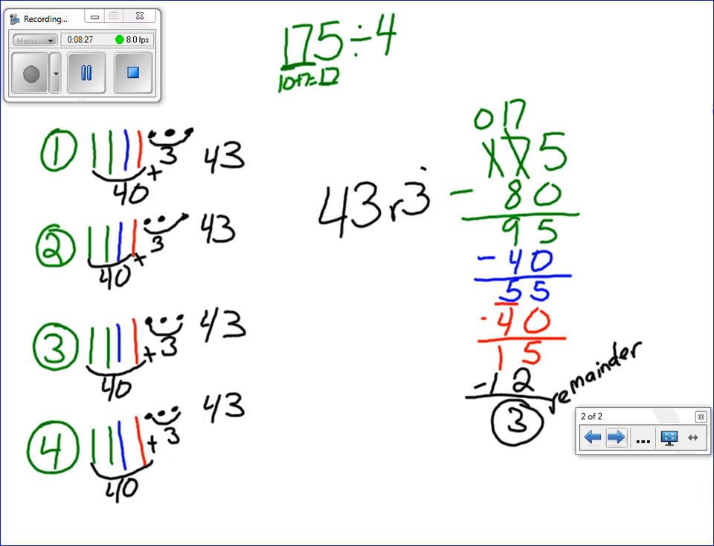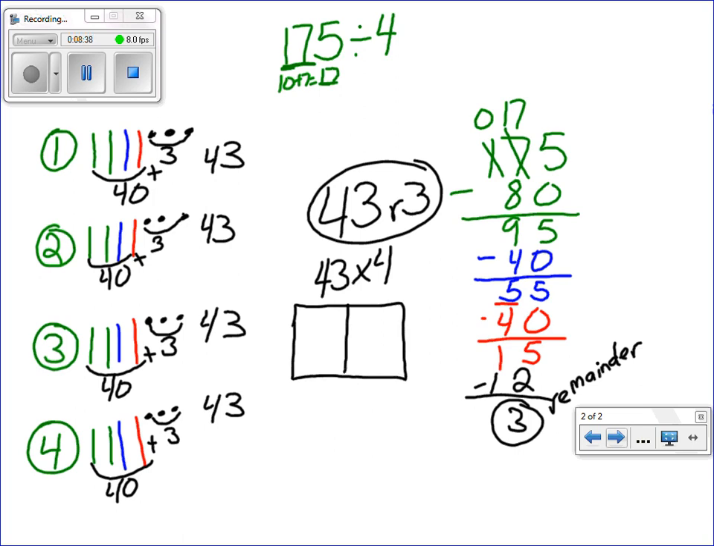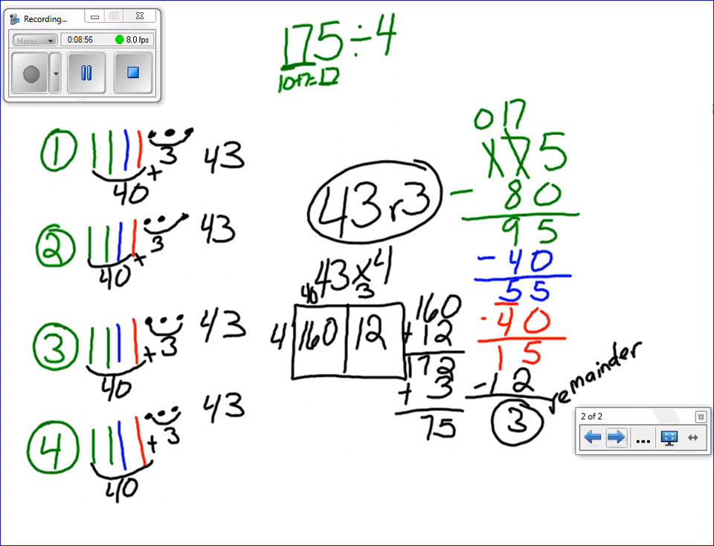But I need to check, because we are all human and we all make mistakes. So I'm going to do 43 times 4. I don't know my 43s off the top of my head. They don't either. So I'm going to check it using the box method. Can't forget to add in my remainder 3. I got the answer of 175, and that's how many objects I was trying to share. Those are the same, so my answer of 43 remainder 3 is correct.